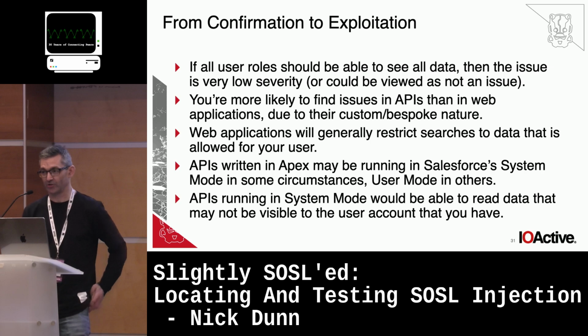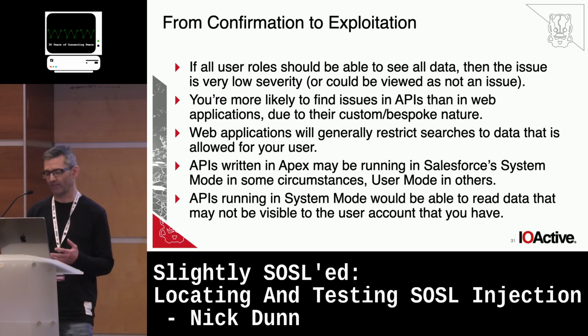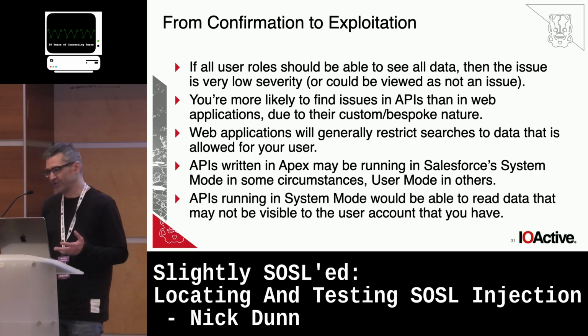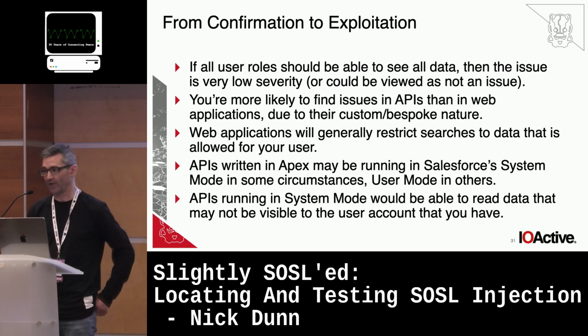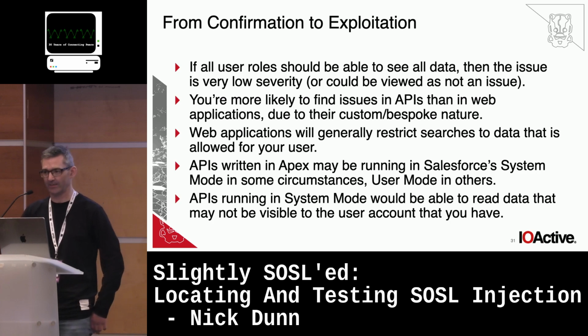The APIs are generally written in Apex. They will generally run in Salesforce in two modes, system mode and user mode. So the data visible to an API running in system mode will be everything, which is where the information disclosure comes in. Every sort of object will be searched by an API written in system mode. An API search in user mode will bring back exactly the same as doing a similar search for the web interface.